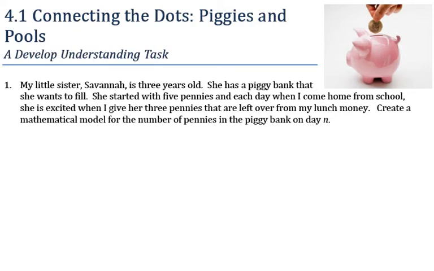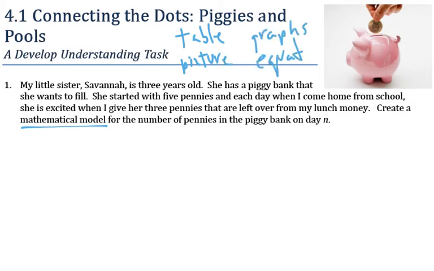So, that first thing, we want a model. Okay, so what kind of models do we have? Well, we've got tables, picture/diagram, graphs, equations, right? We've got all of those, recursive and explicit equations. So those are the main ones we like to deal with. And it wants to find day n, so it tells us that one of these models is going to help us understand no matter what day we decide to stop on.